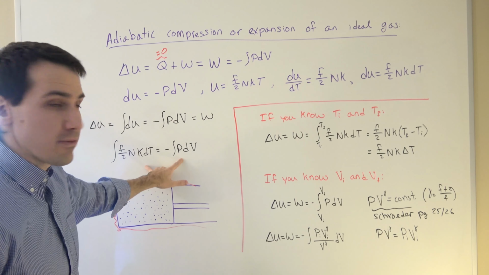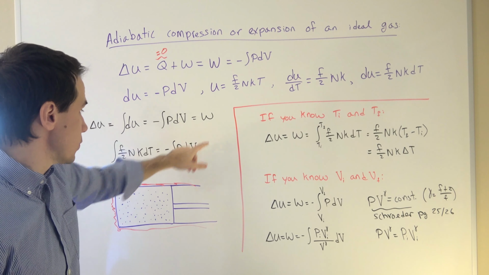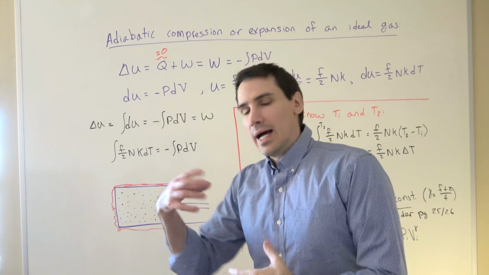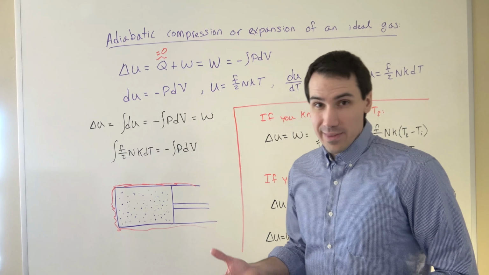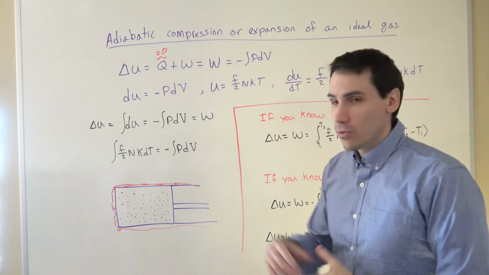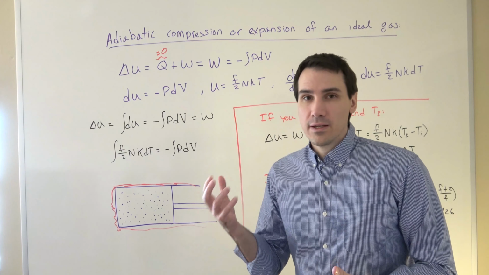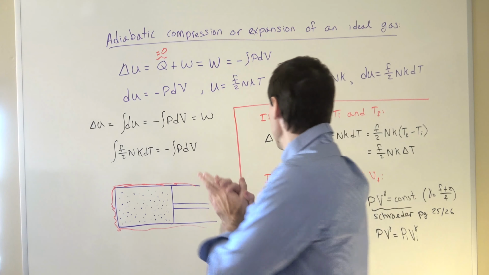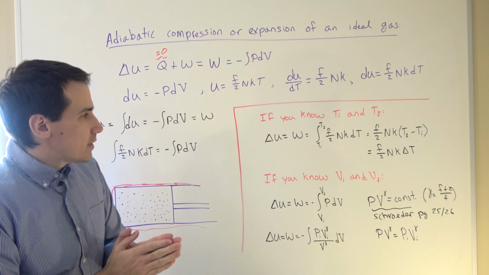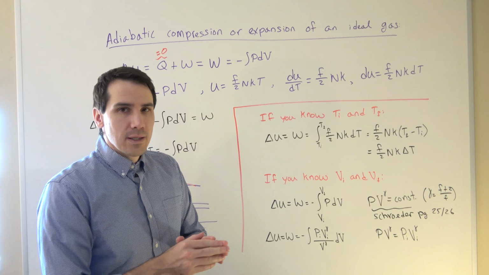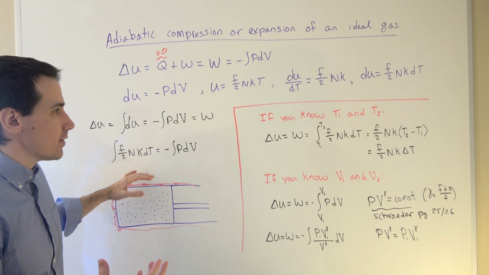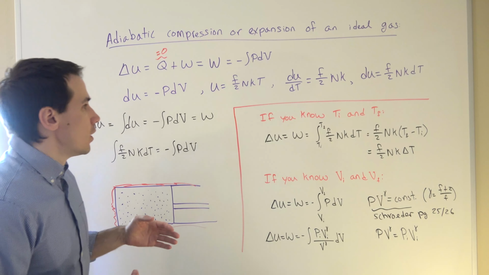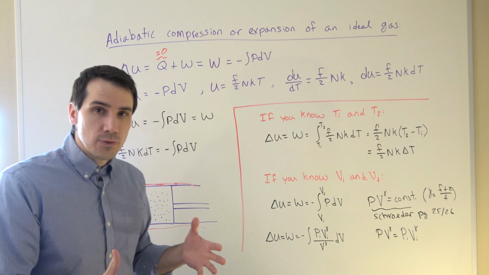And both of these, because delta U is equal to work, are equal to the change in energy of the system and the work that is done on the system, right? Those two are the same quantity for an adiabatic process. Okay, so now we can think about, if we want to calculate the work that is done on the gas, we have two options for doing that.